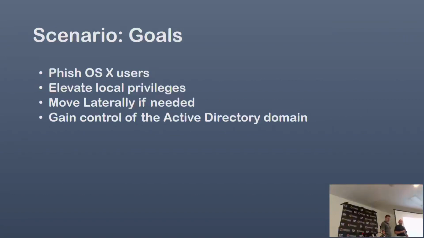So the goals for this: we want to phish some users. We want to elevate local privileges, of course, which is a little different on OSX than it is on Windows, as most of you know. And we want to move laterally if needed. We have different options available to us. And gain control of the Active Directory domain. That doesn't mean physically get on there. We just want to know that we have access as a DA in this scenario.